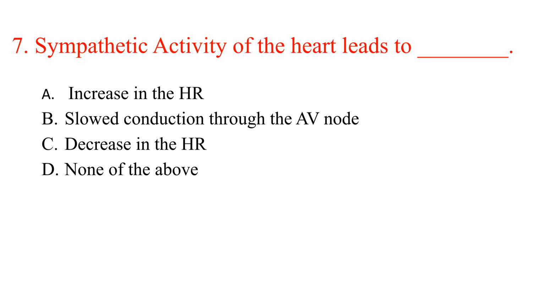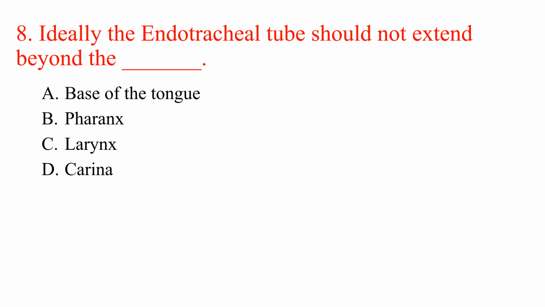Number 7. Sympathetic activity of the heart leads to dash. A. Increase in the HR, B. Slowed conduction through the AV node, C. Decrease in the HR, D. None of the above. Here the answer is A, increase in the HR.